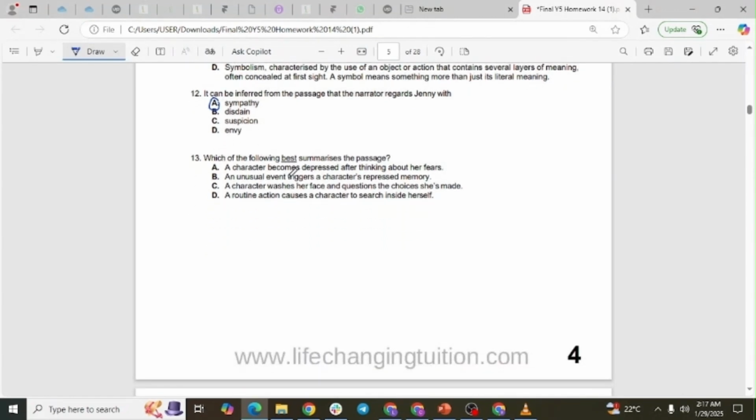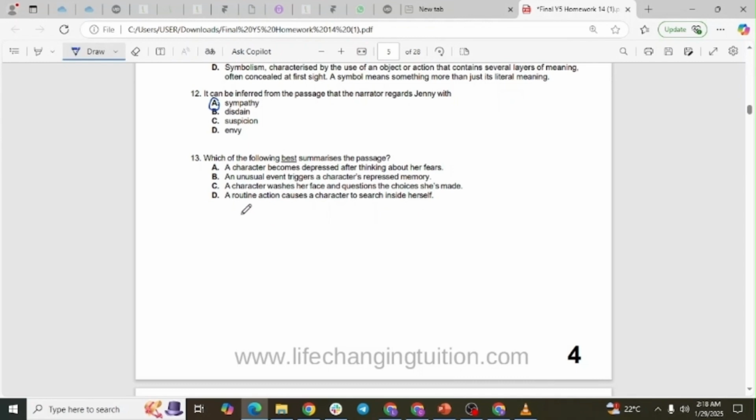Which of the following best summarizes the passage? A. A character becomes depressed after thinking about her fears. B. An unusual event triggers a character's repressed memory. C. A character washes her face and questions the choices she's made. D. A routine action causes a character to search inside herself.